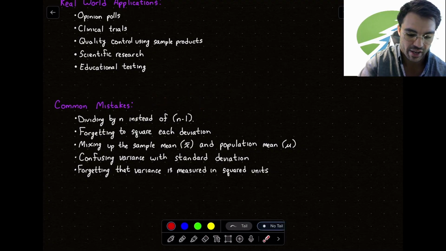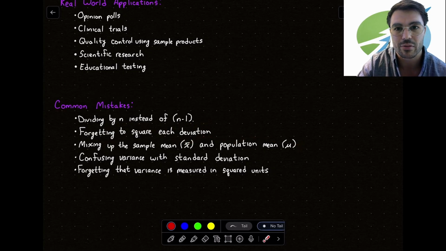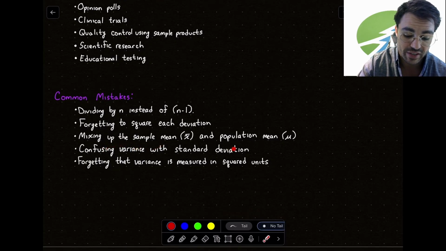All right, other common mistakes: forgetting to square each deviation, mixing up sample mean X bar and population mean mu. That one's not the end of the world. I think most people in research or academia will let that slide. Confusing variance with standard deviation. These get mixed up all the time. Be careful with that. And like I said, this will be covered shortly. And that last mistake, forgetting that variance is measured in square units.